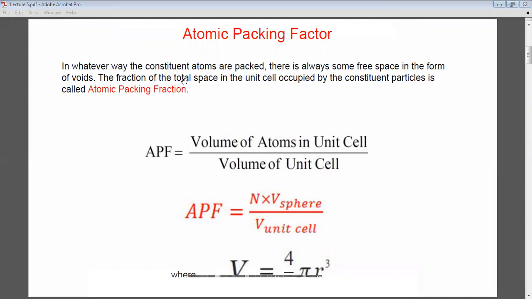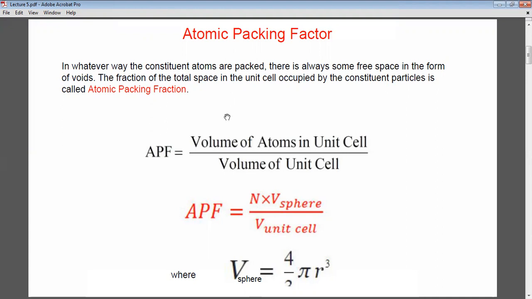So, one more definition that I didn't introduce yet is atomic packing factor. In whatever way the constituent atoms are packed, there is always some free space in the form of voids. The fraction of the total space in the unit cell occupied by the constituent particles is called atomic packing fraction or atomic packing factor. The way I want you to think of the packing factor is as follows.